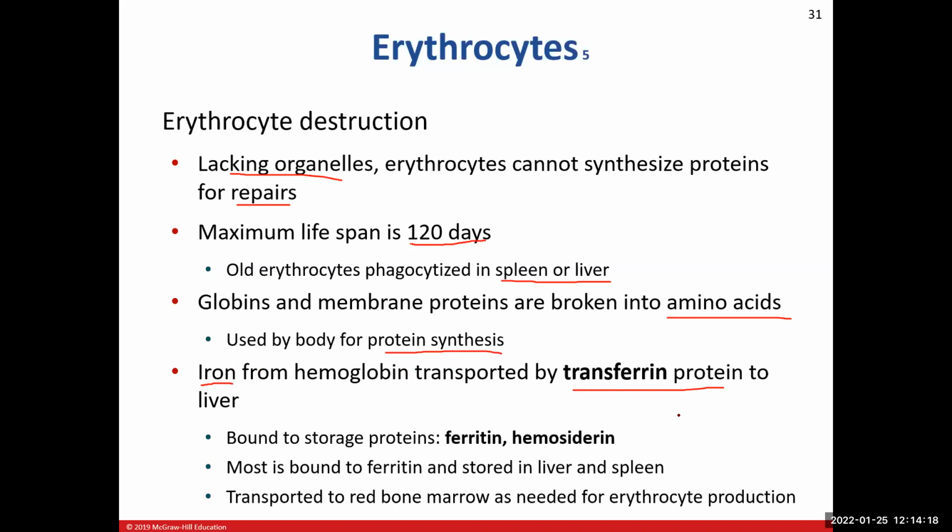If we don't have anything that we need it for on hand, no problem. We'll store it with some of these storage proteins, hemosiderin and ferritin, for another day to make something else. Maybe we just don't need any more red blood cells at this time, but when the time comes, these storage proteins can then migrate over to the red bone marrow so we can make more erythrocytes. So it's really kind of cool how when our erythrocytes are broken down, we can make more.